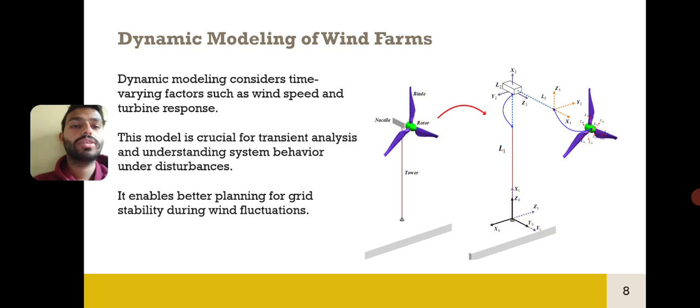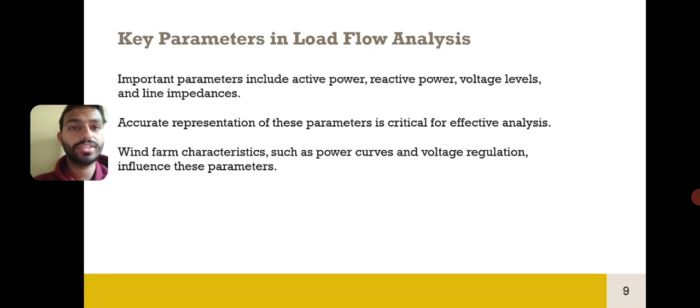This model is crucial for understanding system behavior under disturbances. These are measurements which we can use to avoid any disturbances of this system. It enables better planning for grid stability during wind fluctuation. If there is any wind fluctuation, there will be better planning to send power to the grid during wind fluctuations.